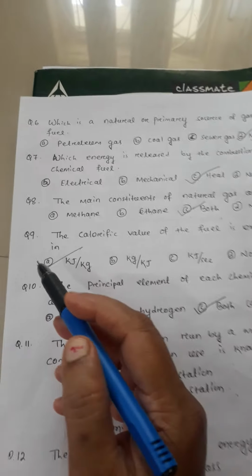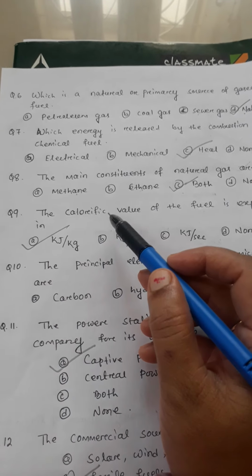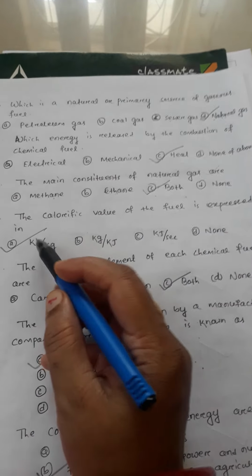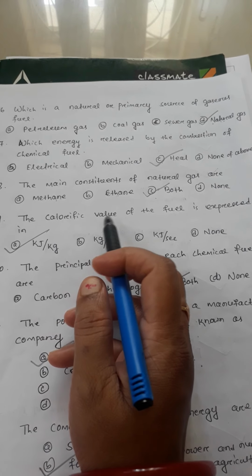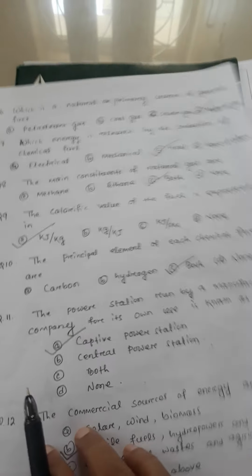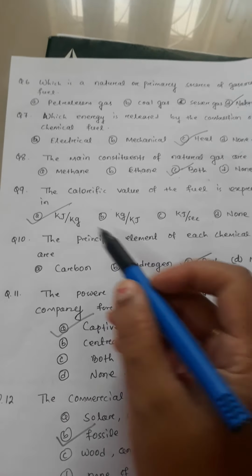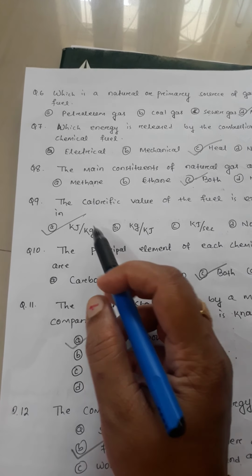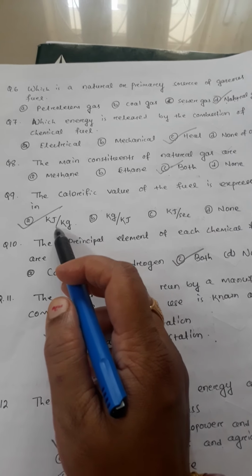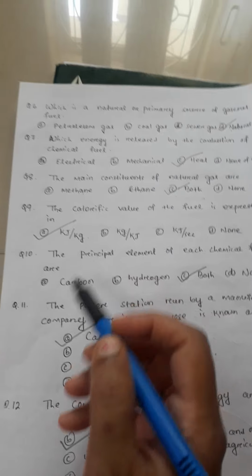Next one, question number 9. The calorific value of fuel is expressed in, that is, what is the unit of calorific value of any fuel? We have already discussed in your course, that it is kilojoule per kg. Other options are also there, but the right answer is kilojoule per kg.